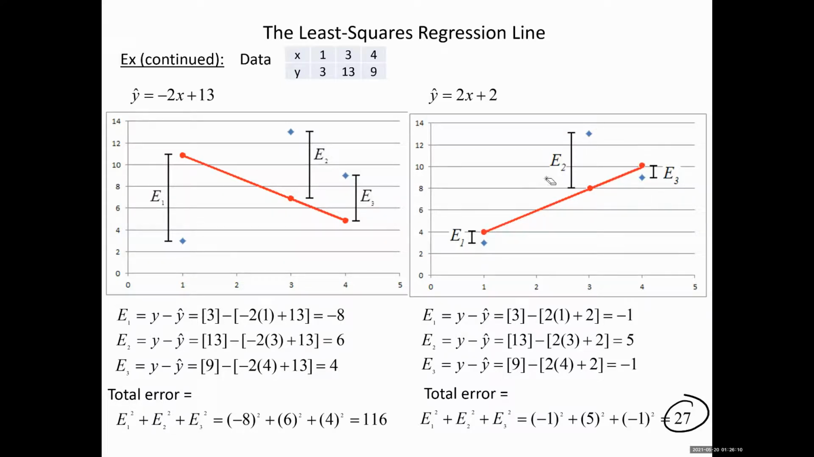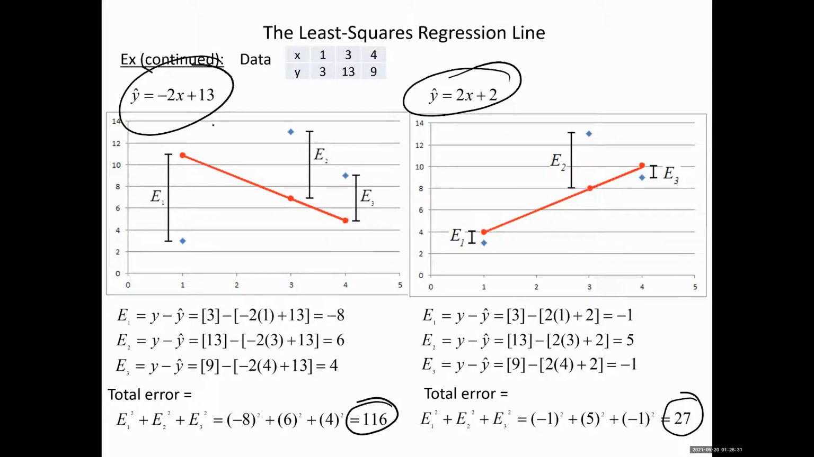Okay, so between these two lines, which one would you say is closer to the data? The one that has an error of 116 or the one that has an error of 27? Which one is closer to the data? Yeah, the one that has error 27. That means this line here on the right is closer to the data than this one. So we don't like this line. This one's closer to the data.